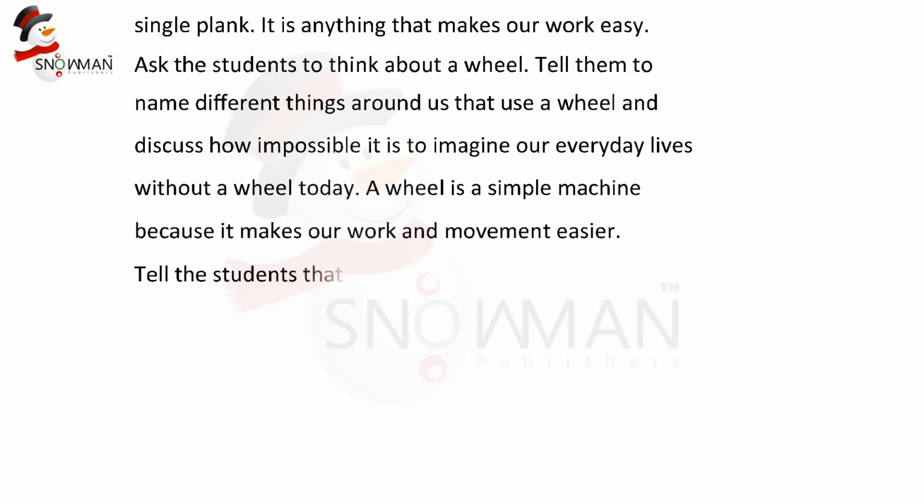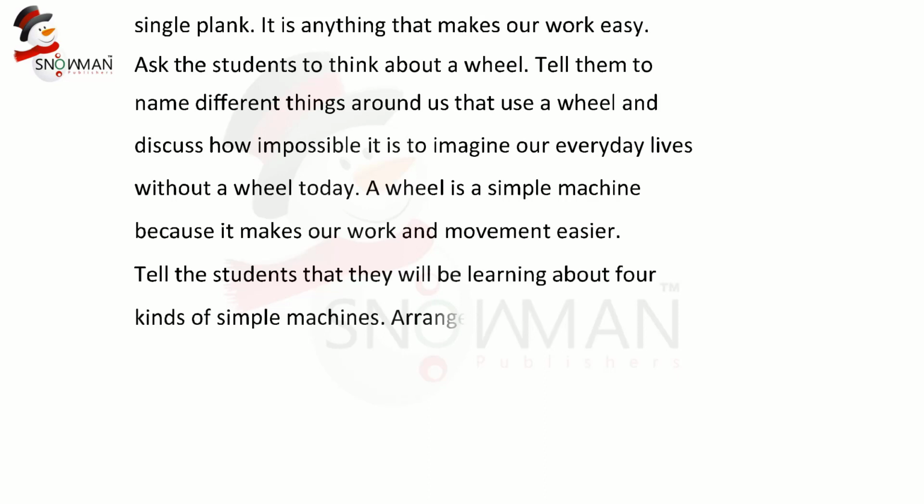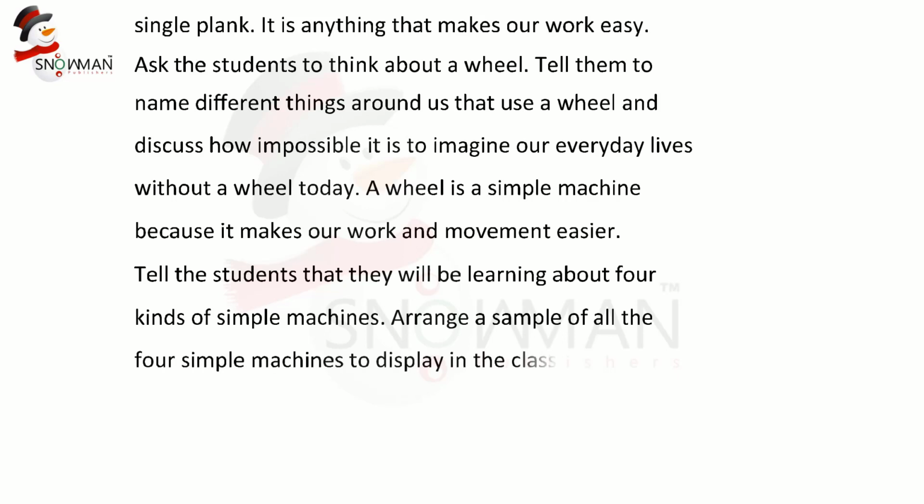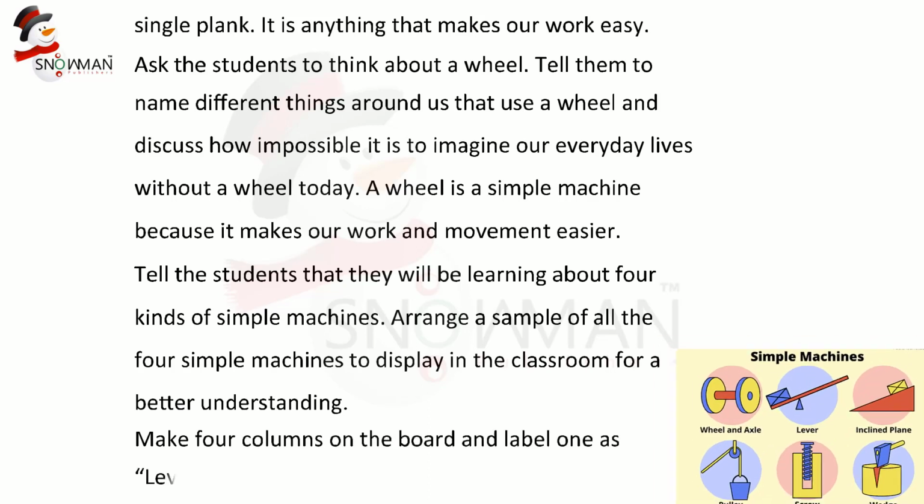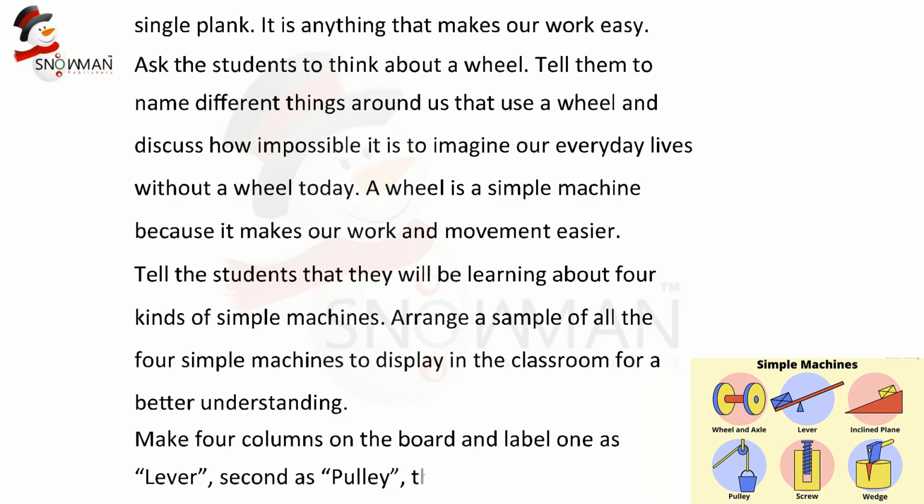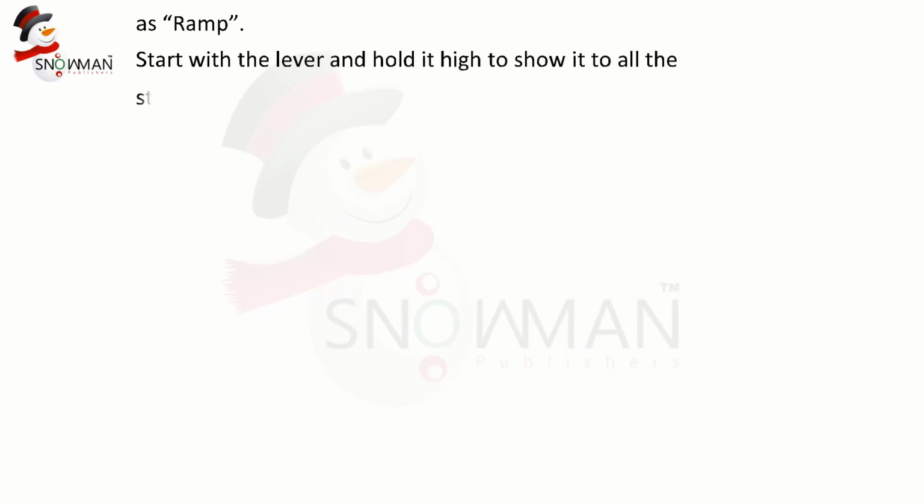A wheel is a simple machine because it makes our work and movement easier. Tell the students that they'll be learning about 4 kinds of simple machines. Arrange a sample of all the 4 simple machines to display in the classroom for a better understanding. Make 4 columns on the board and label 1st as lever, 2nd as pulley, 3rd as gear, and the last as ramp. Start with the lever and hold it high to show it to all the students.